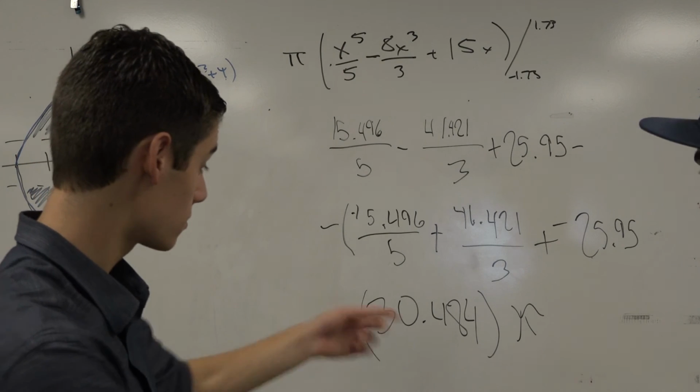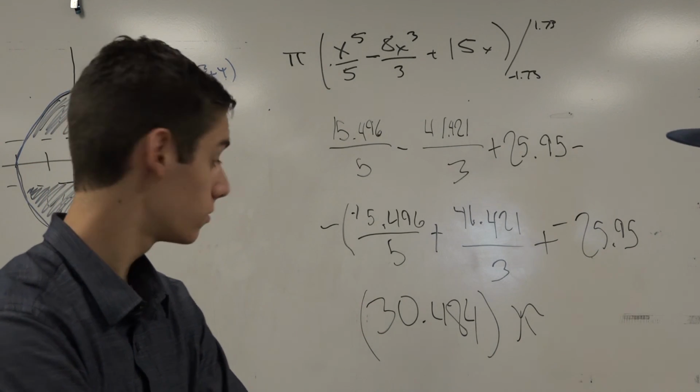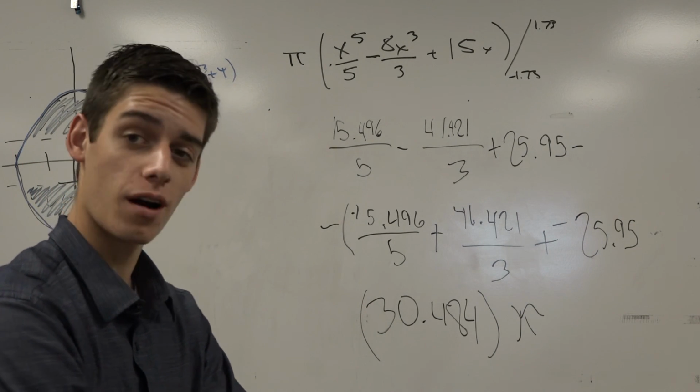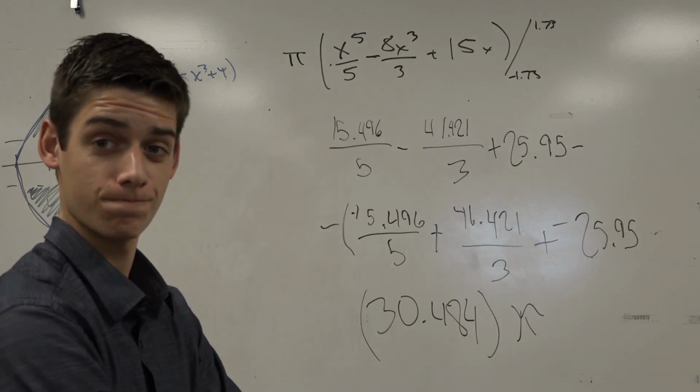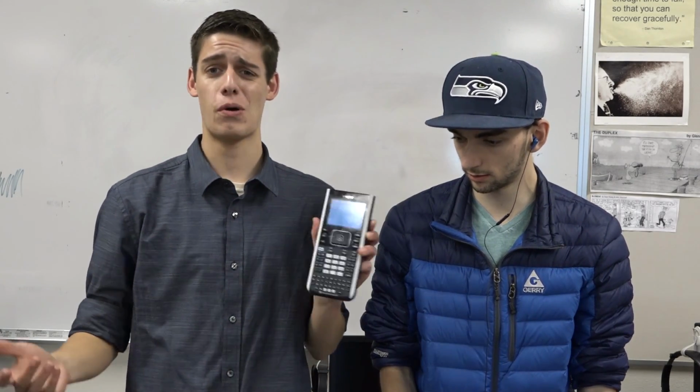So our answer is 30.484 pi units cubed. Wait, what's that? What? Oh, this is just a graphing calculator. I was just doing matrices on it. I don't know how they work, but they somehow give me answers. Witchcraft.